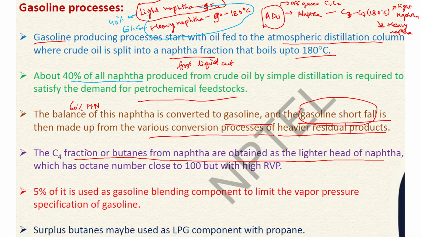which has a high octane number. This naphtha is sent to the debutanizer, where butane is removed from the naphtha. Okay, this butane has a very good octane number of close to 100. That is the advantage. But it also has a disadvantage, which is its high Reid vapor pressure, which, if added to the gasoline, will make the vapor pressure of gasoline very high. So we cannot take that risk. That's why this butane is removed in the debutanizer. Okay.